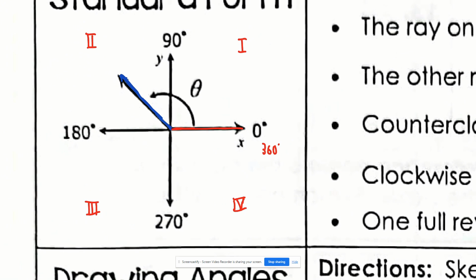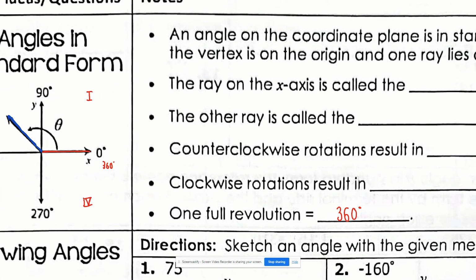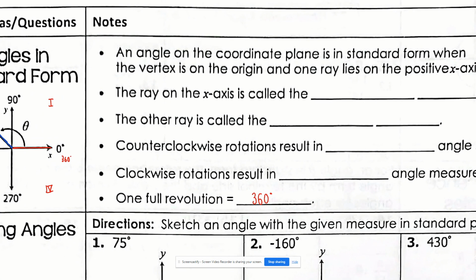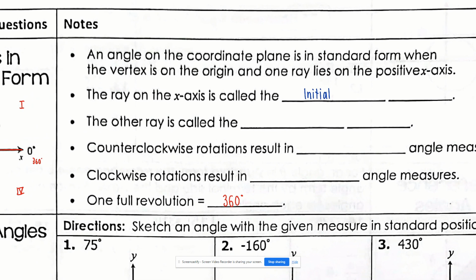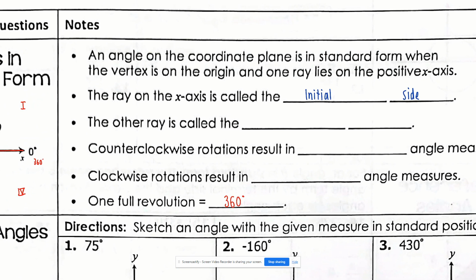When we talk about where it begins, that positive x-axis, we call that the initial side. That's where it begins. It's the side where the origin is at the beginning of that ray, and it goes up that positive x-axis. That is the initial side. The other ray, where it finishes, is called the terminal side.